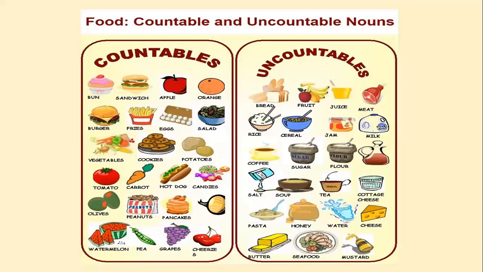So here are some examples on the countable and the uncountable. Countable, like sandwiches, eggs, salad, potatoes, vegetables, carrots. They are all countable. We can count them. But for the uncountable, like rice, coffee, salt, cheese, butter, pasta, flour, sugar, jam, these are all uncountable nouns. أسماء غير معدودة.